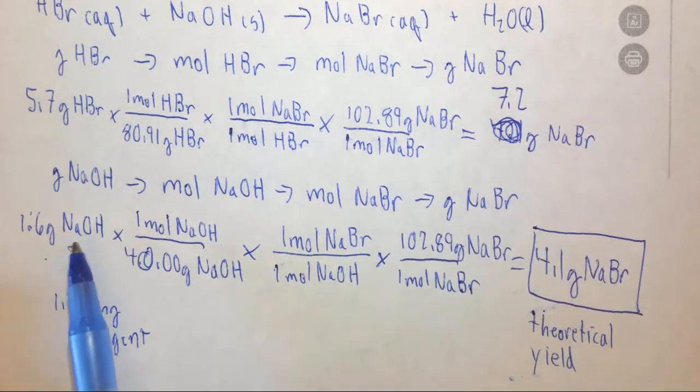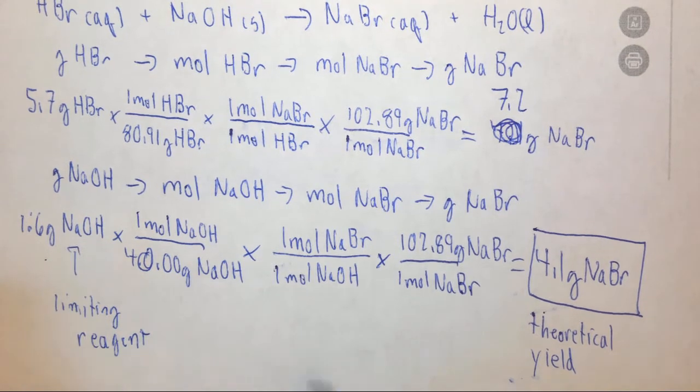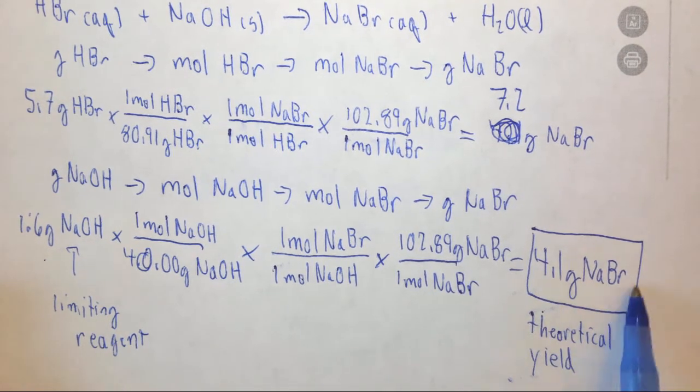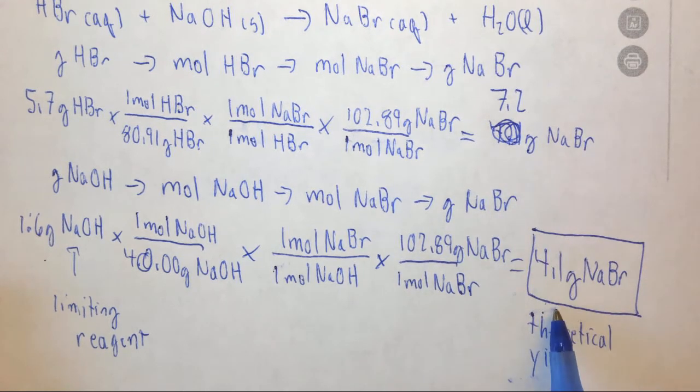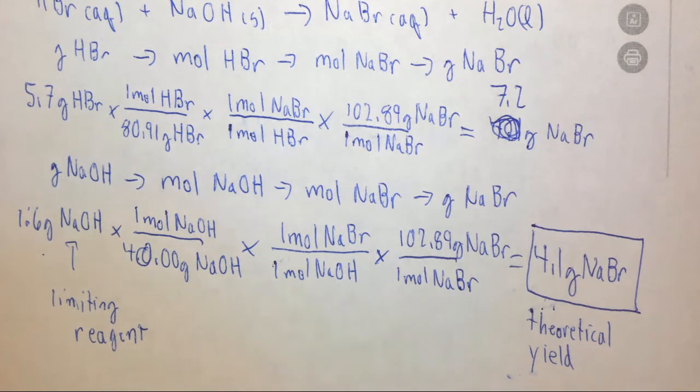So, the limiting reagent is a chemical, NaOH, and the theoretical yield is a gram of product, which is the smaller of the two grams that we could form, because once we make 4.1 grams of NaBr, the NaOH is gone.